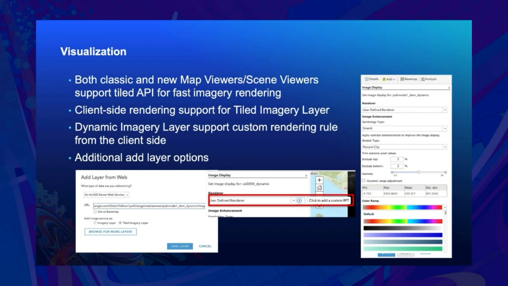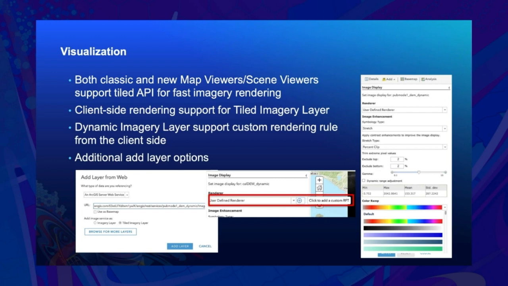And as for dynamic imagery layers, because the dynamic imagery layer is actually supported by an image service hosted in ArcGIS Online, it also supports custom rendering rules that are submitted from the client. What that means is, if you're familiar with the image service capability in Enterprise, you will know that you can create a raster function template and ask the server to process this function template and generate the on-the-fly processing result back to the client.